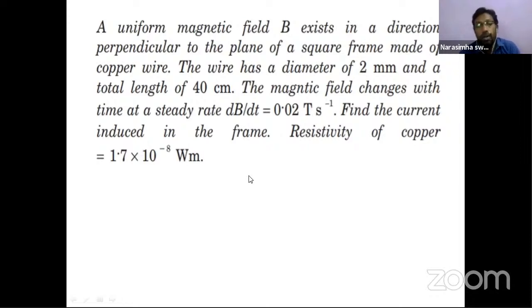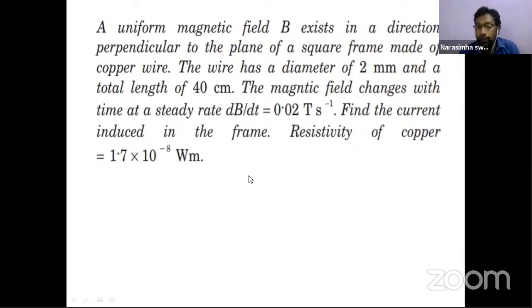So we know whenever there is a change in magnetic field, the current will be induced. So find the current induced in the frame. That is what is being asked. I hope you understood the problem.